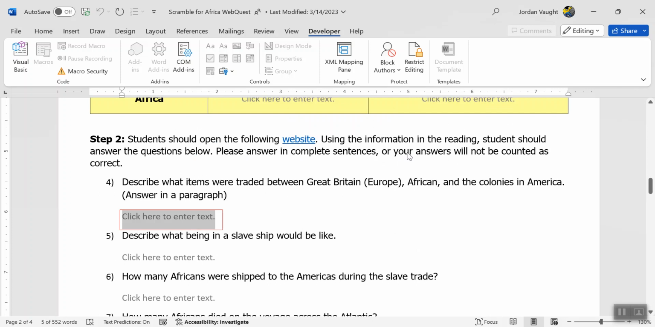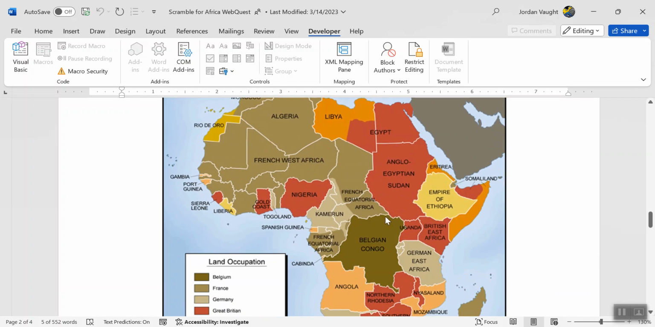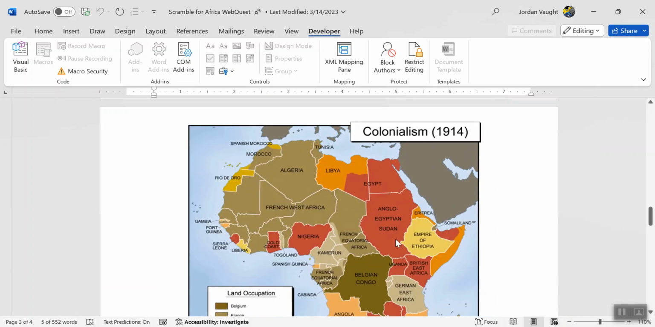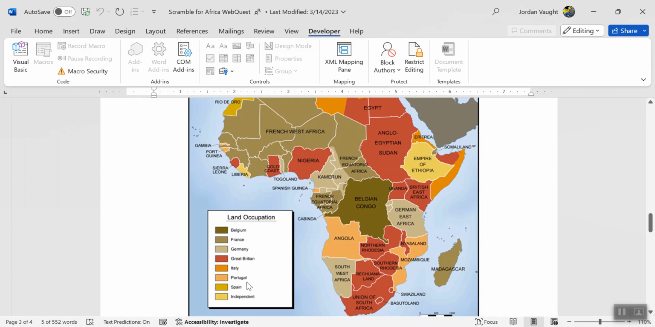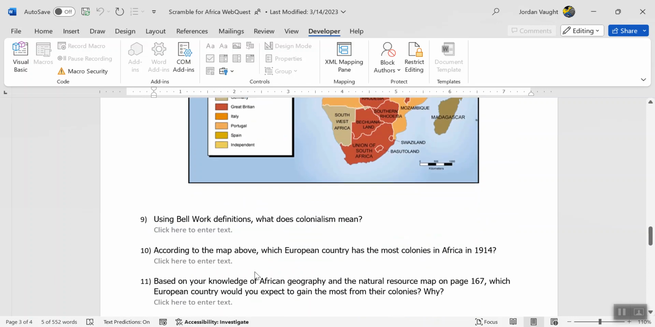Please answer in complete sentences, and your answers will not count if they are not. So make sure they are in complete sentences. Next map here is all about the colonization of it. So you're going to read this map key right here that tells you what color represents what European country kind of took what land, and then you're just going to answer the questions based off of that.